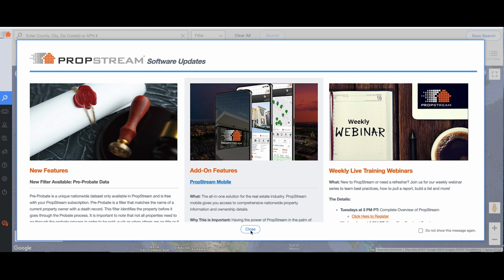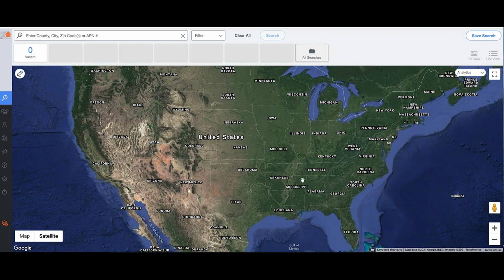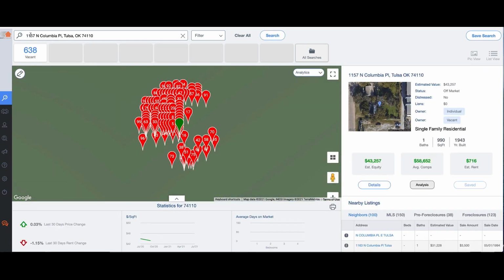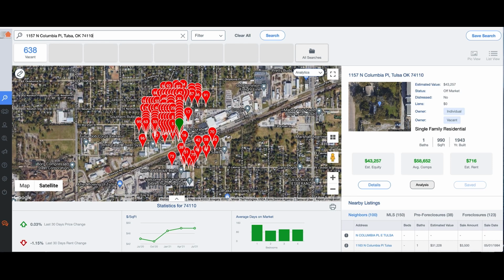When you go into Propstream, this is usually what you go into, this main page, and you just put the address here. You can see mine is already saved. I'm going to do 1157 North Columbia Place in Tulsa. This is a house that we got under contract recently, so I thought it would be a good example. So when you type in your address, the actual address should pull down and you click on it and push search, and it gets you to this page.